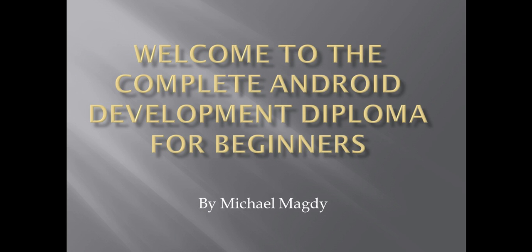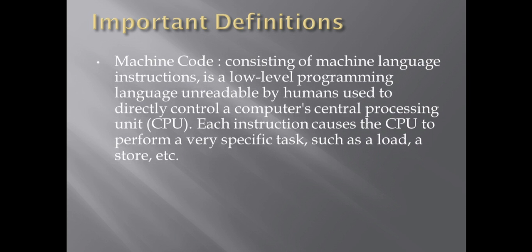In the last video we discussed the history of Java, and in today's video we're going to learn some important definitions that every programmer should know. So let's start with the first one, which is the machine code.